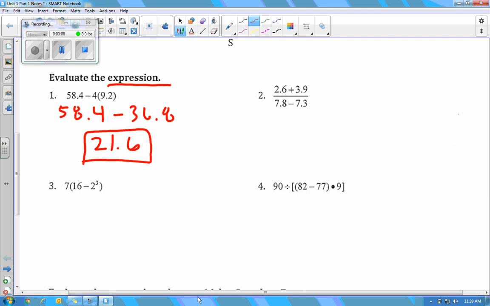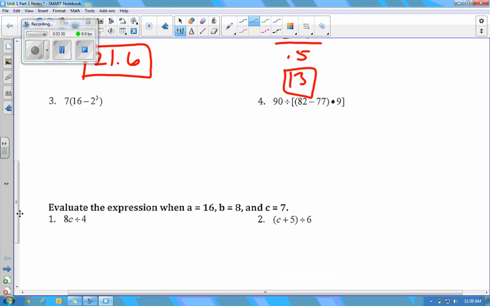For number 2, remember I mentioned that a fraction bar is actually a grouping symbol. So I'm going to do the top, I'm going to do the bottom separately, and then I'm going to divide again. So when I add on top, I get 6.5. When I subtract on the bottom, I get 0.5. And now when I divide 6.5 by 0.5, I get 13. Again, no equal signs anywhere on there.